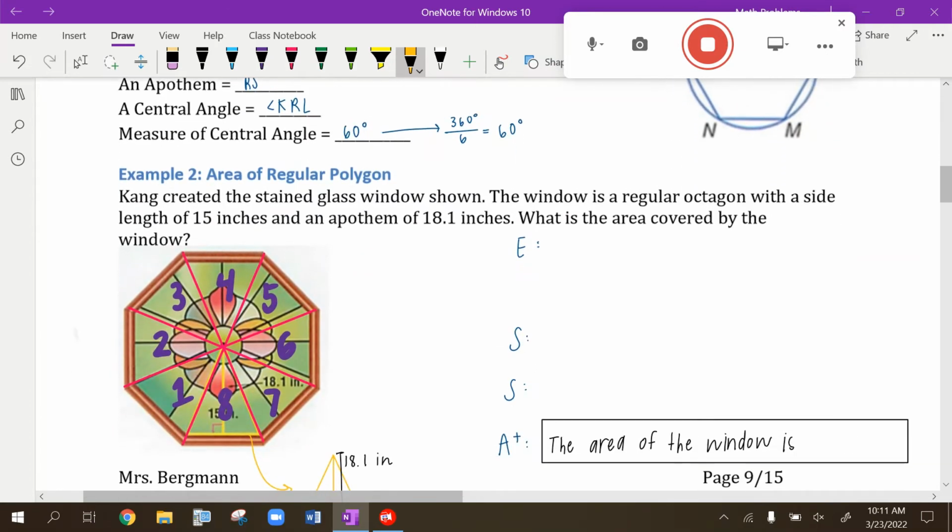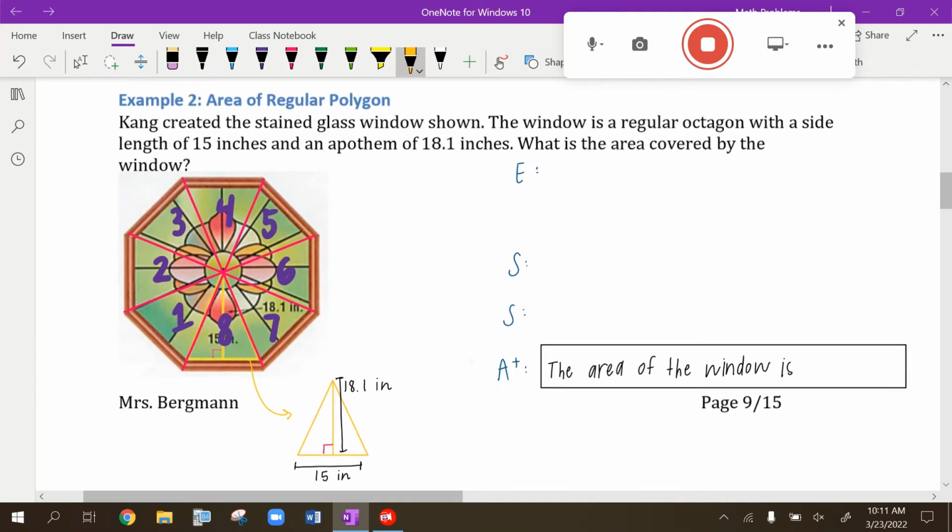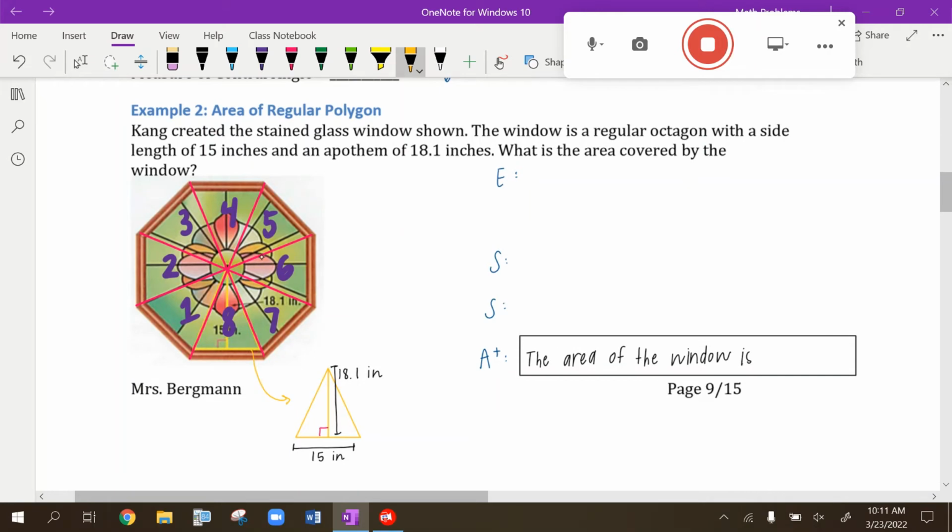Alright, let's talk about finding the area of these polygons. First we're going to look at the polygons as a division of triangles. You can see here I've numbered these. It's an octagon, so it can be split up into 8 congruent triangles. I know that the equation for the area of a triangle is 1/2 base times height. So if I want to find the area of the octagon, I know that there's 8 of these triangles, so I'll do 8 times 1/2 base times height.